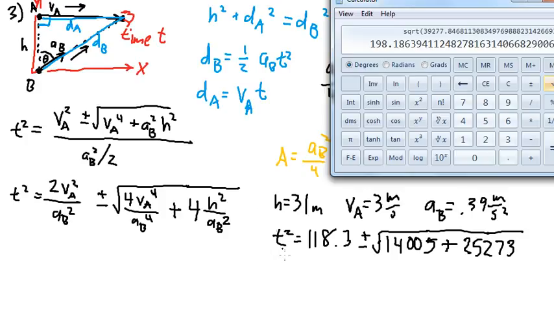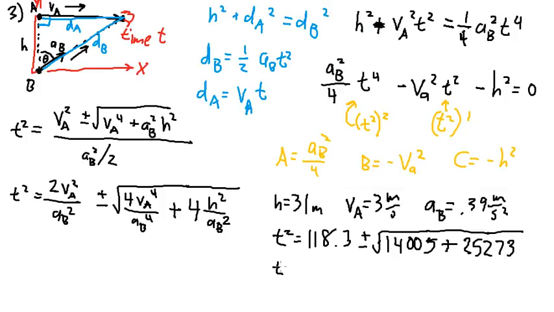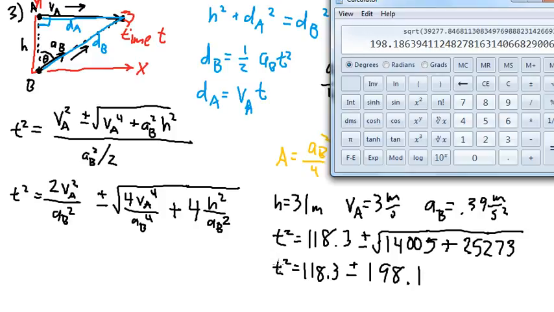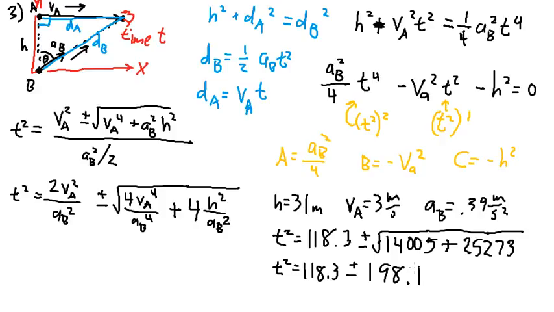So t squared equals 118.3 plus or minus 198.1. Is it 0.1 or 0.2? 0.2. All right, I need to be precise, so 198.2. Now if we took the negative branch, we'd get t squared equals a negative number, and then that would mean t was imaginary, and that just leads into all kinds of stuff. So we need to take the positive one.